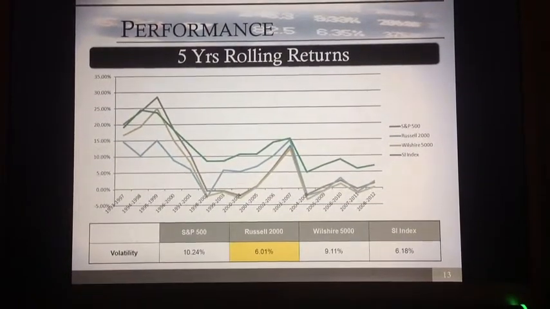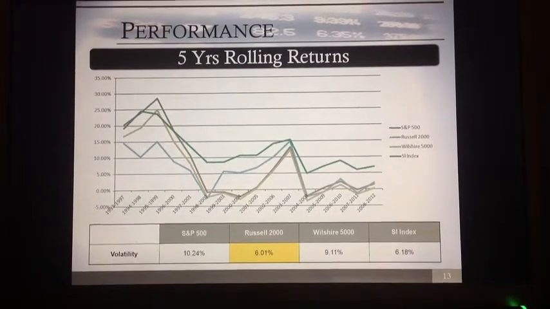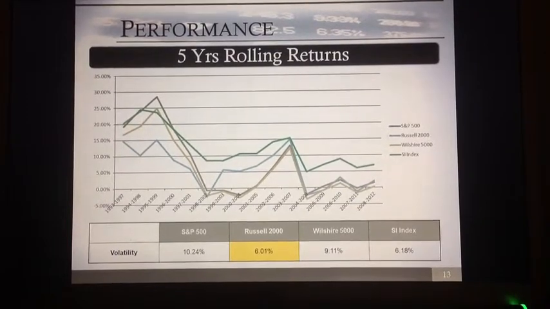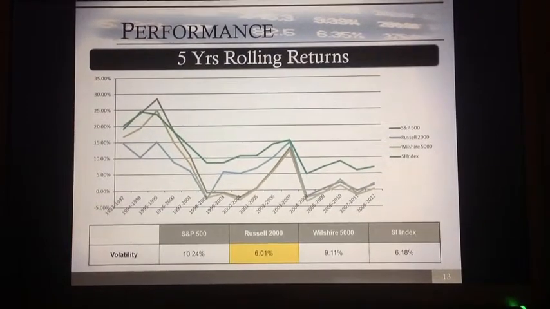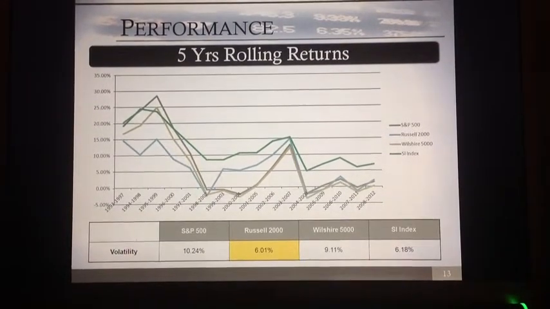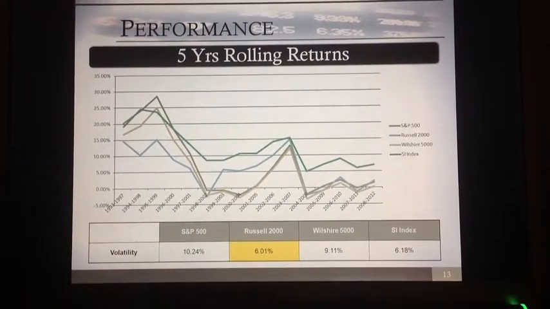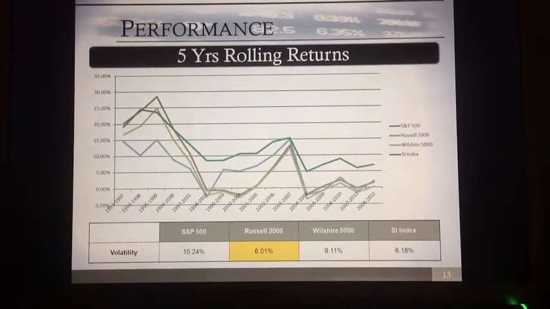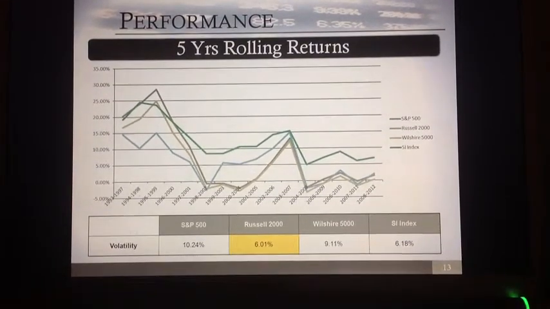I don't know the reason exactly, but my guess will be during the economic downturn, the money goes to the large cap companies, so there were not a lot of transactions in the small cap companies, so the stock price did not fluctuate as usual. So that could be a reason why the Russell 2000 has the lowest volatility.